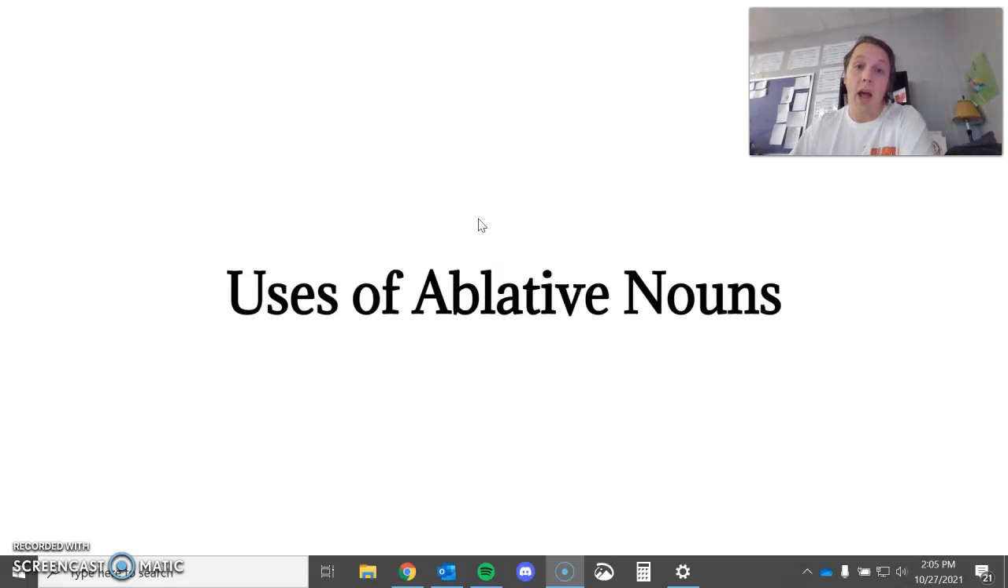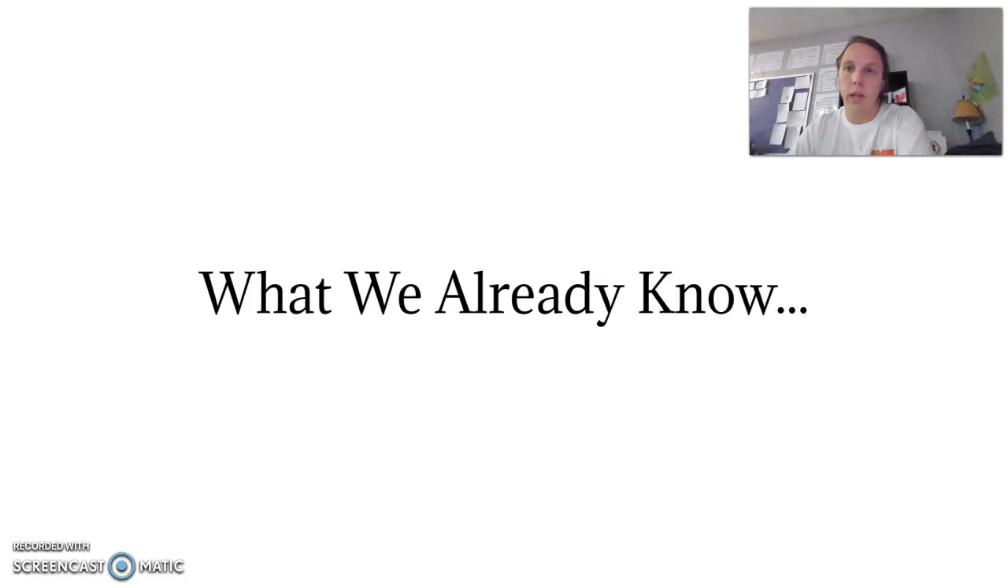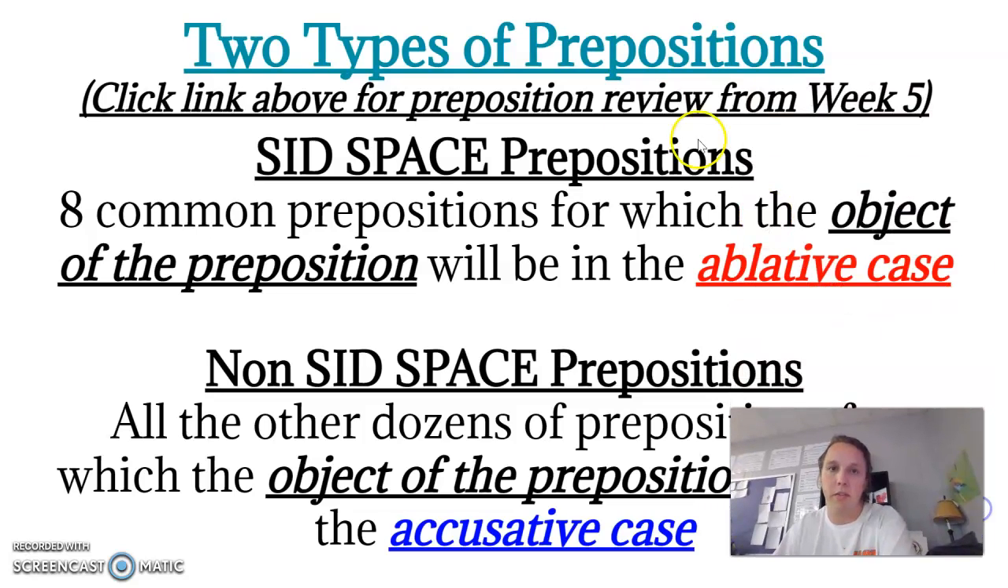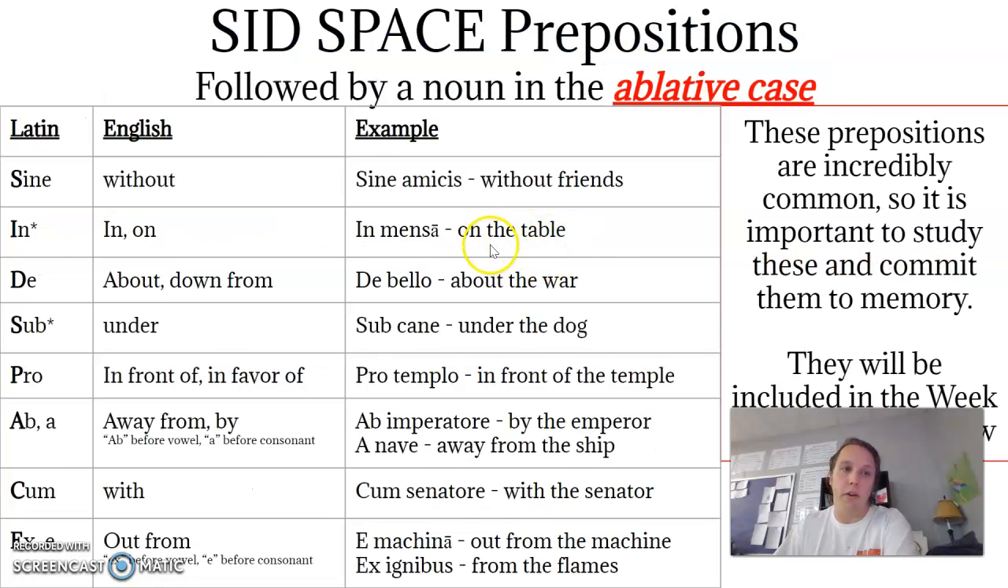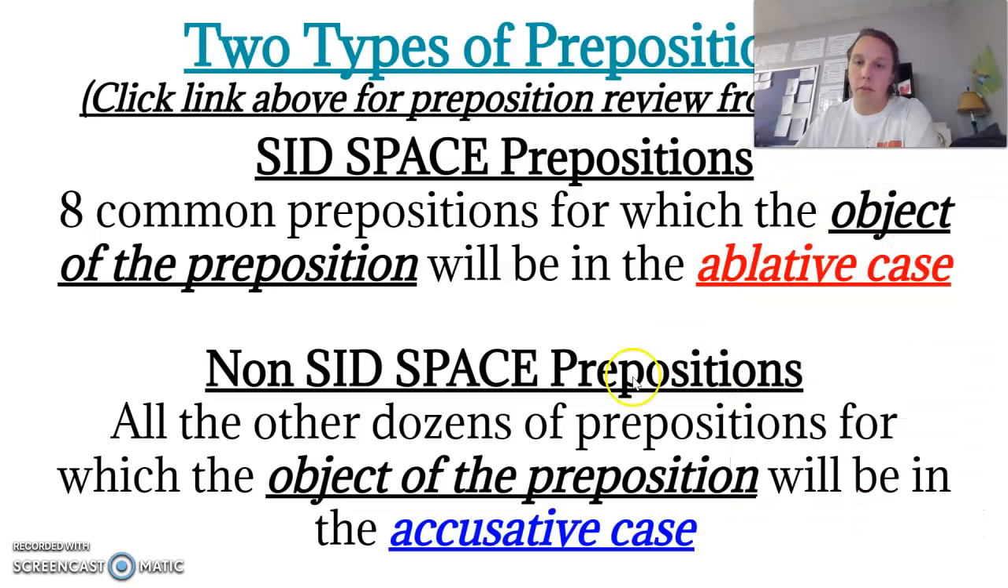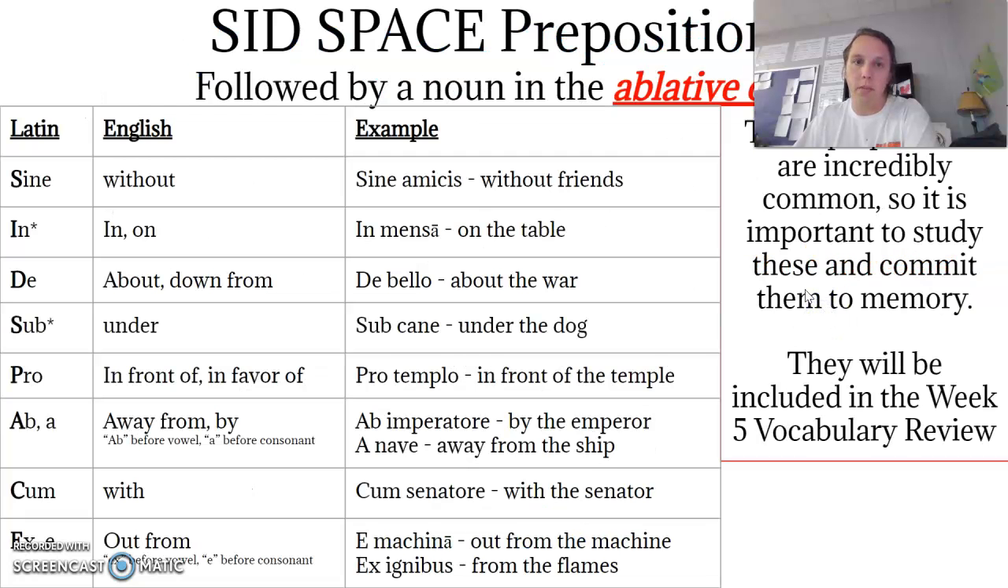Let's go. So, ablative nouns, we've seen them for a while. We already know them as objects of sid-space prepositions. The sid-space prepositions are those 8 common prepositions for which their object is ablative. They are in converse with non-sid-space prepositions, which are all the other prepositions besides those original 8 that are followed by a noun in the accusative case. So we've known ablative case nouns for a while, and we'll see them after these prepositions right here.